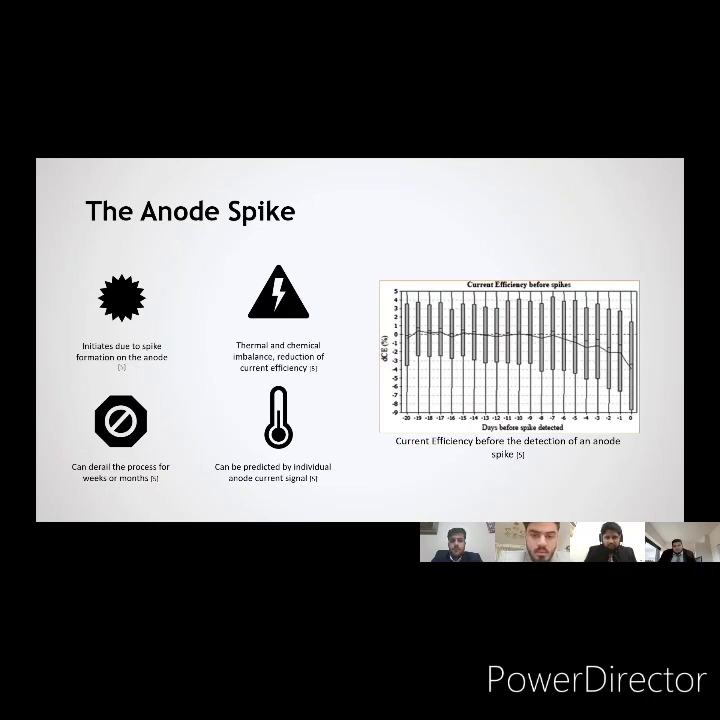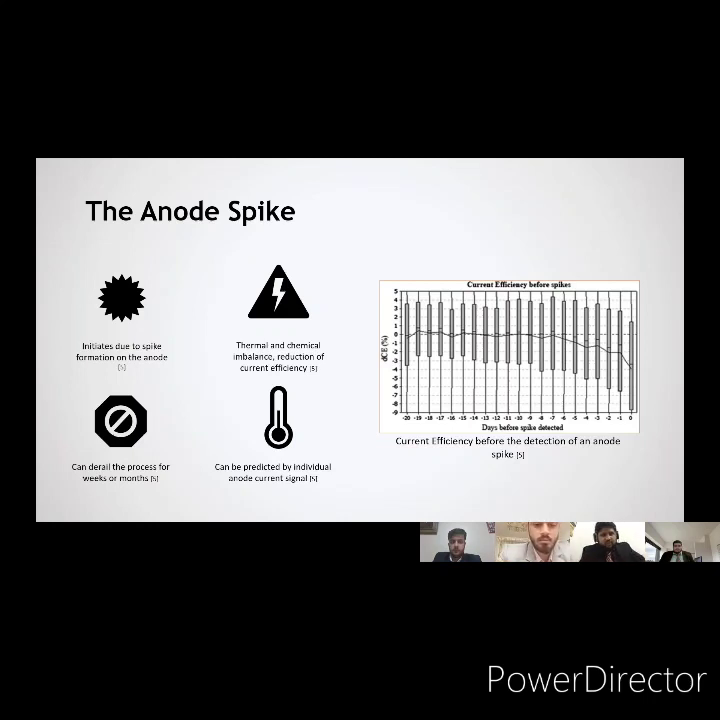Another adverse effect is the anode spike formation. This also interferes with normal electrolysis by creating thermal and chemical imbalance and reducing current efficiency even after the faulty anode is replaced with a new one. The anode spike formation has the potential to derail the entire process by weeks or even months based on its development on the anode. Again, research indicates one of the best ways to prevent its development is by measurement of individual anode current signals. Now my colleague Adil will continue with the requirements.